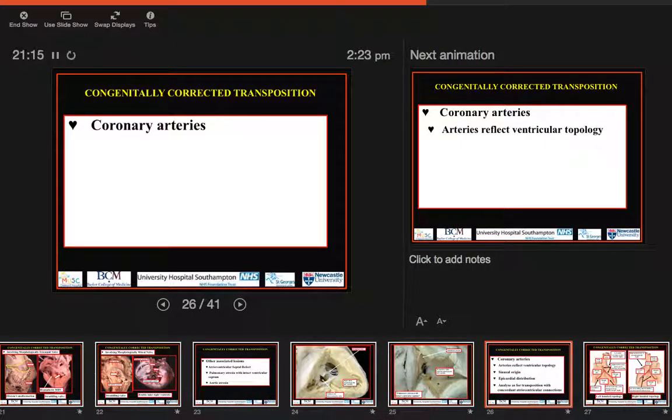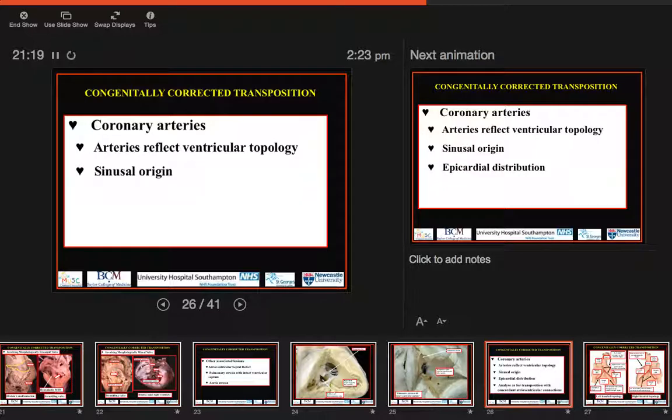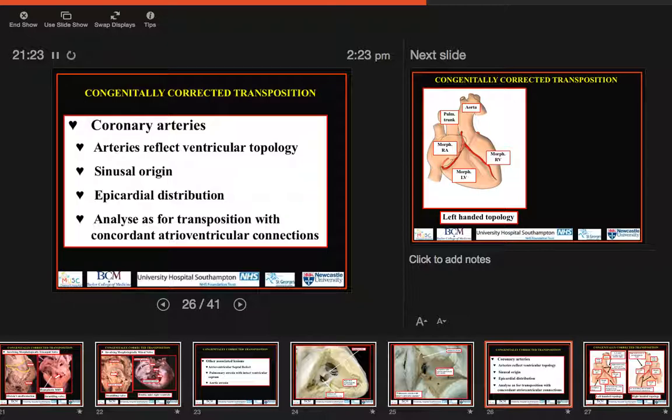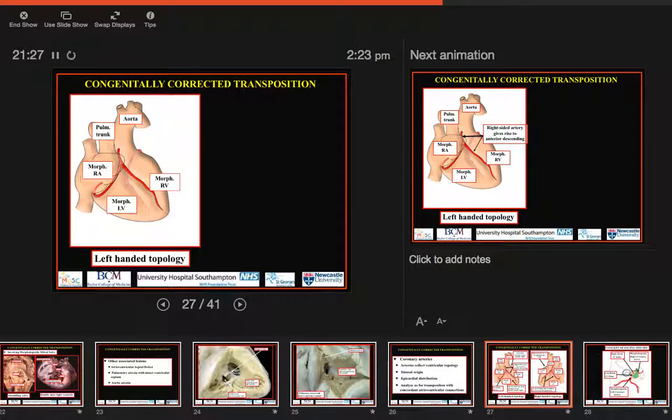The coronary arteries reflect the ventricular topology. When we describe them, we need to take note of exactly the same features as we would for transposition with concordant ventricular arterial connections. But there is far less variation in congenitally corrected transposition as in regular transposition.